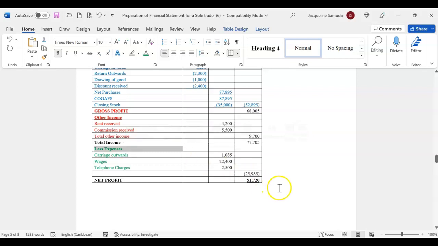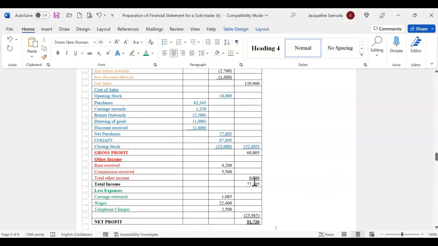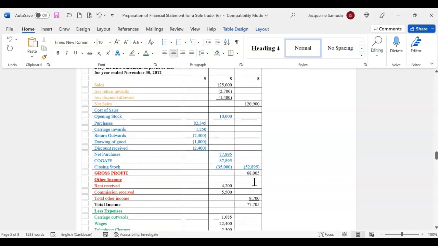Okay? So in working out your net profit, you need all of these different blocks in this particular order in order to calculate. So here's how we now get at our net profit. We will start with our net sales of 12900, subtract our cost of sales figure, which is 52,895.